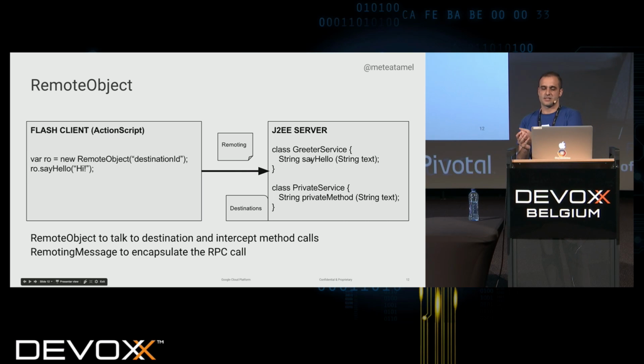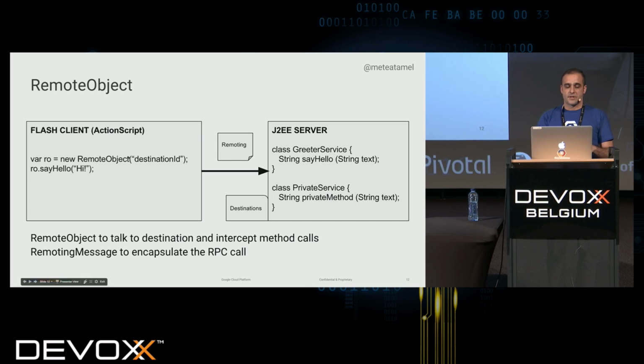The server will get this message, deserialize it, and then it will check the destination ID. If it exists, it will forward it. If it doesn't, it will send an error back. If the destination exists, then it will check for the method that you wanted to call. So if say hello exists, which exists in this case, it will let it through. If it doesn't exist, it will return an error.